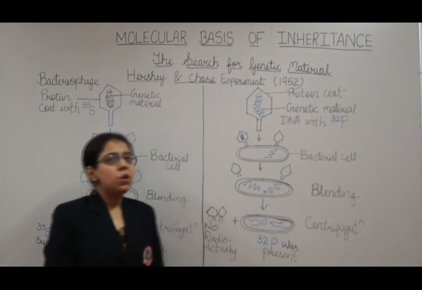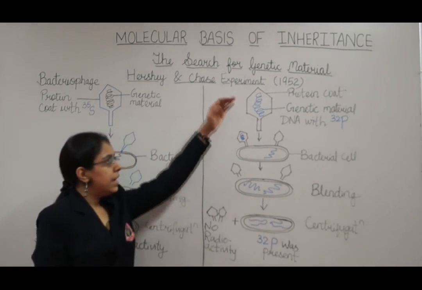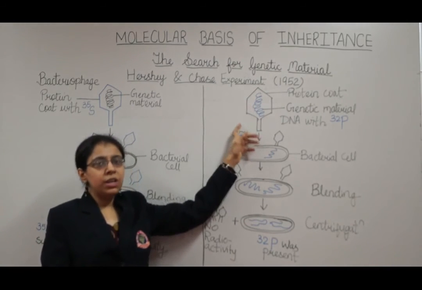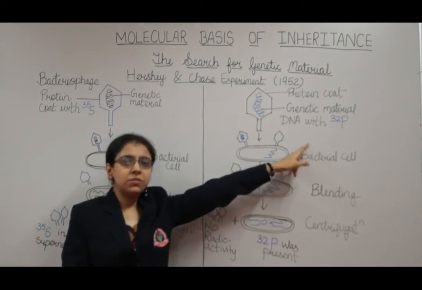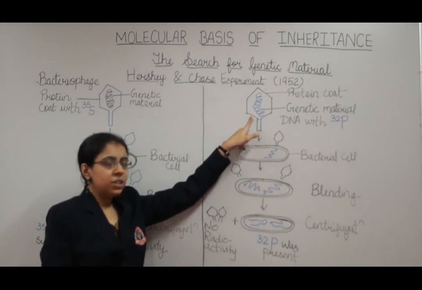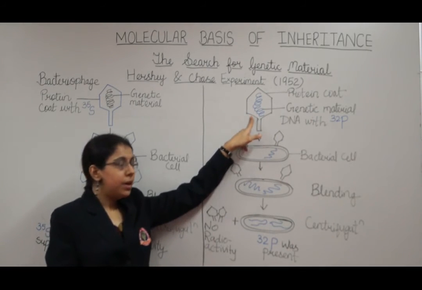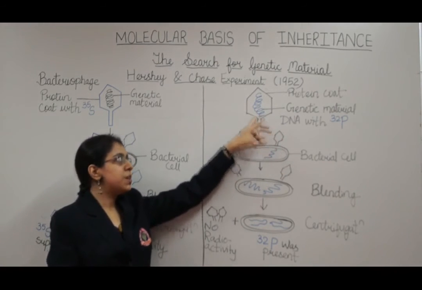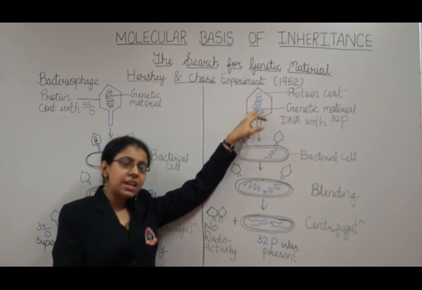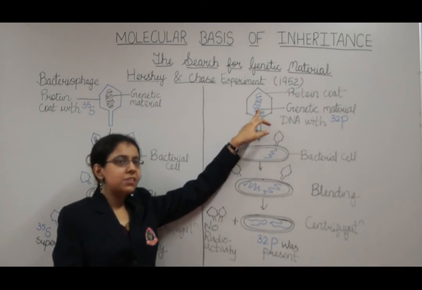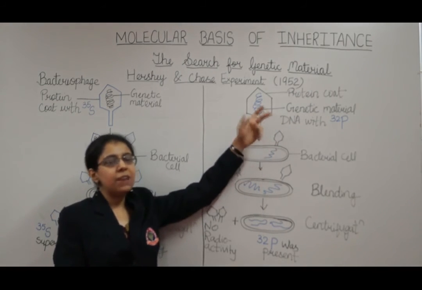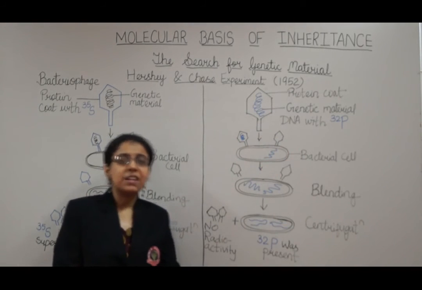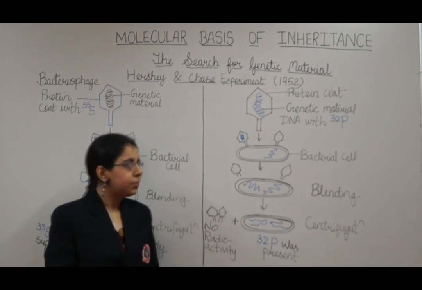In the next part, what they did was, they took the bacteriophages, that is the viruses, which were grown in a medium containing radioactive phosphorus. These bacteriophages, we need to remember, are grown in radioactive phosphorus, that is the phosphorus which is present in the DNA. So DNA should have radioactivity, whereas the outer protein coat will not have any radioactivity, because protein coat does not have phosphorus. It is the DNA which has phosphorus.